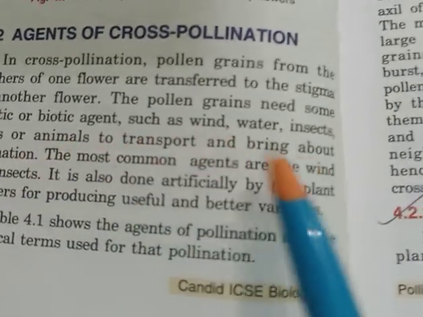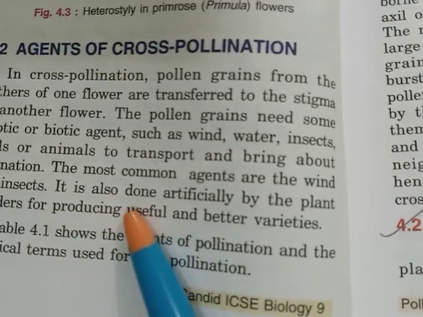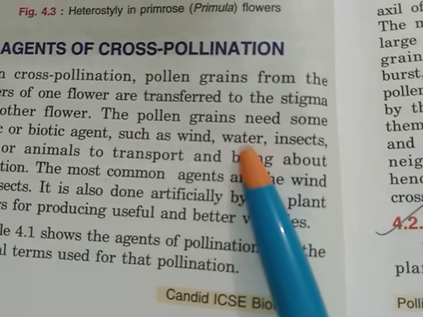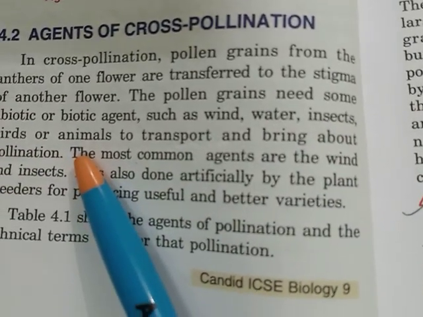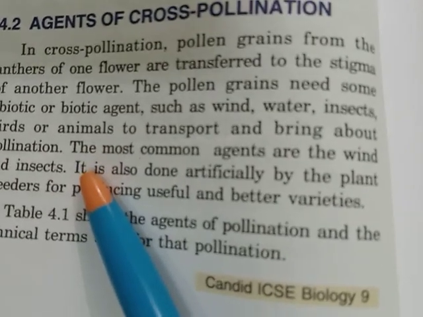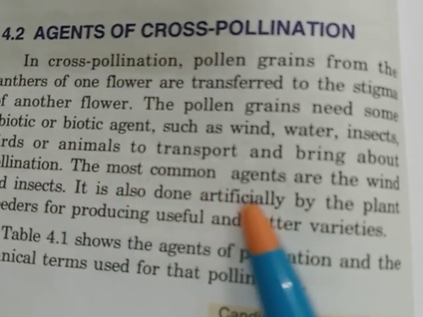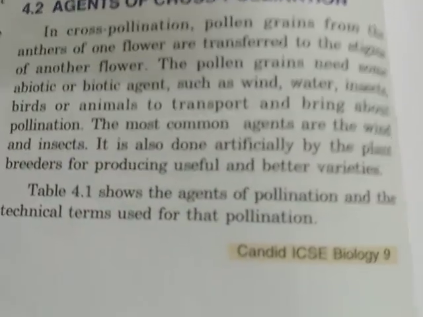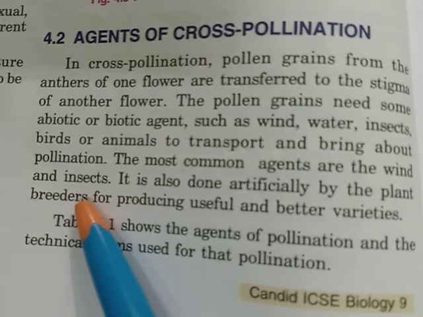So, children, for the transfer of pollen grains, some biotic and abiotic agents are required. See here, wind and water are the abiotic agents, and insects, birds, and animals are the biotic agents which help in the transfer of pollen grains from anther to stigma. The most common agents are the wind and insects.